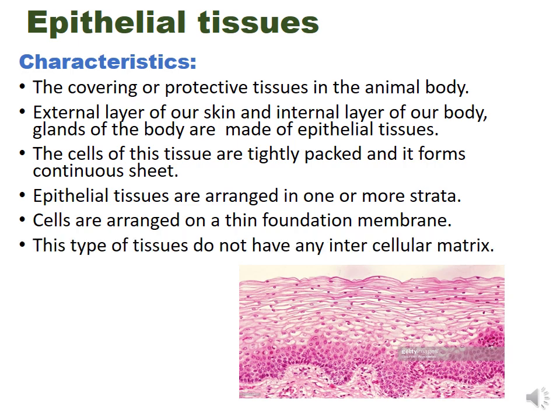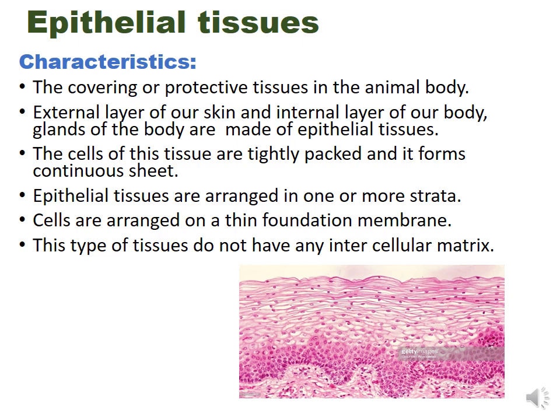So this type of tissue does not have any intercellular matrix. Here the intercellular matrix is a substance consisting of fiber, glycoprotein, protein, and tissue fluid. Usually this type of intercellular matrix is found between the cells. But in the case of epithelial tissue, they do not have this type of intercellular matrix.